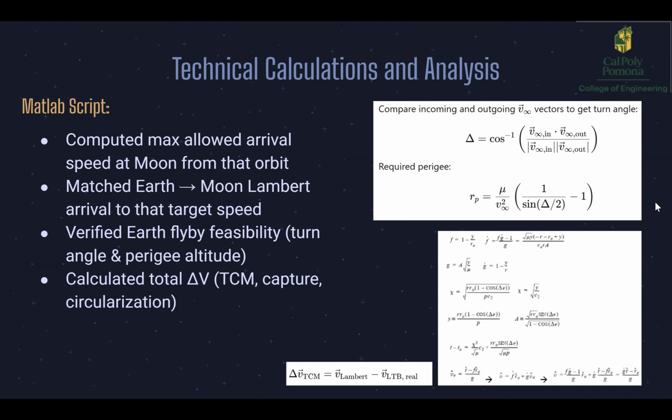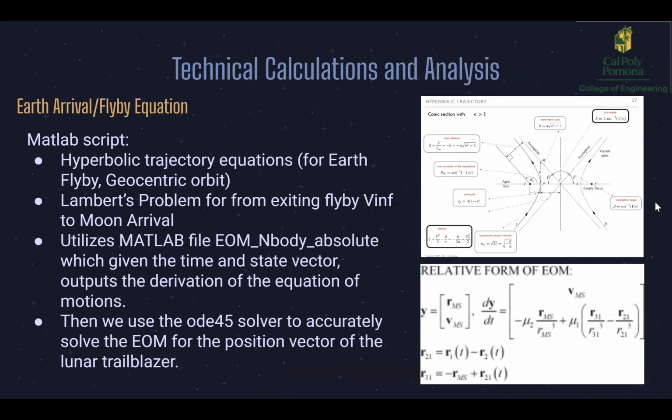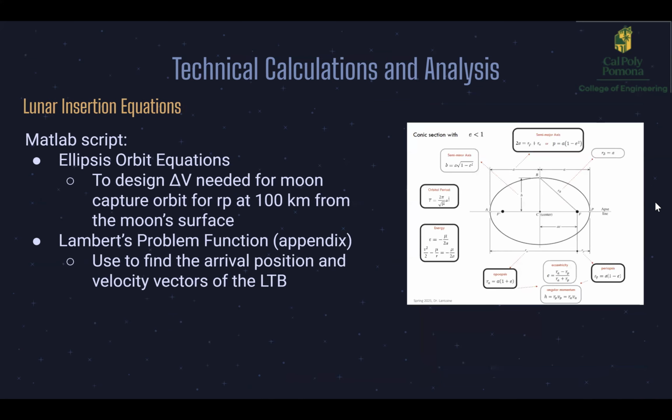Next slide, please. We modeled the Earth flyby using hyperbolic equations, applied Lambert's method to link to the moon arrival, and used MATLAB ODE45 to solve the trajectory with n-body dynamics. Next slide, please. We used elliptical orbit equations and Lambert's method to determine Trailblazer's arrival conditions, then calculated the delta V for a stable capture orbit.